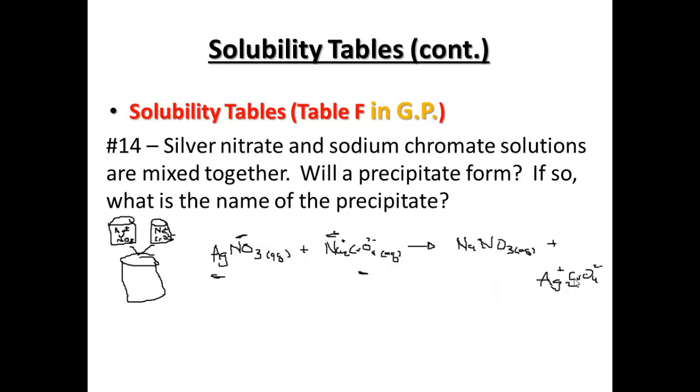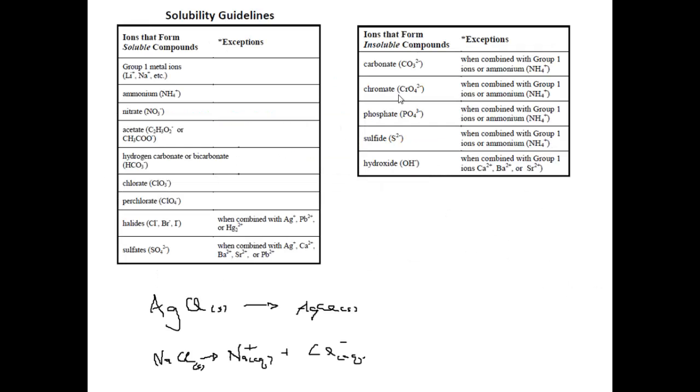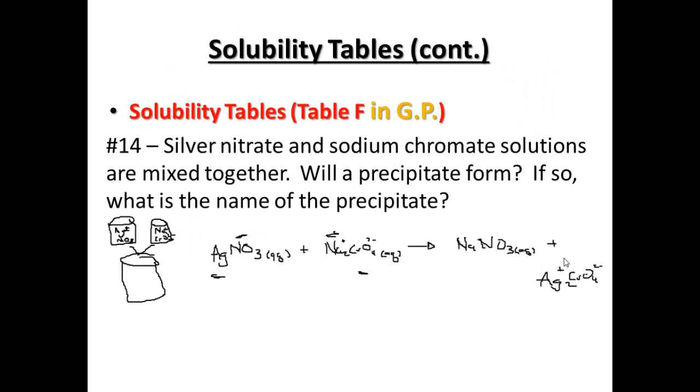And is this substance insoluble or soluble? Well, we'll have to go check our tables. Chromate, always insoluble, unless with group 1 ions or ammonium. Well, silver is not one of the group 1 metals, and it's not ammonium, so it will be insoluble. So now we have a solid, a precipitate forms. Here is our precipitate form. So yes, a precipitate will form, and what is the name of it?